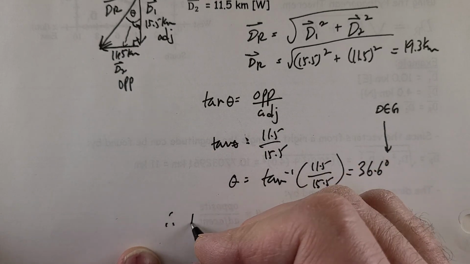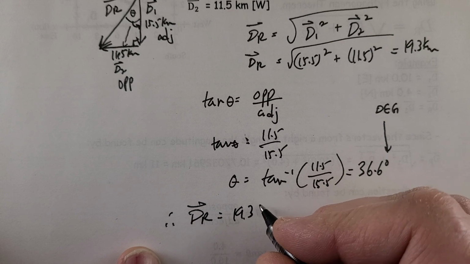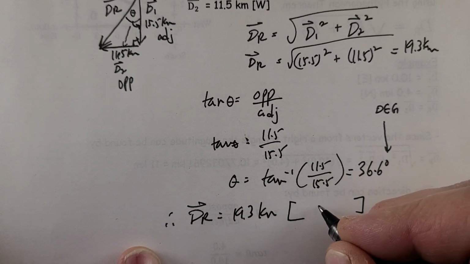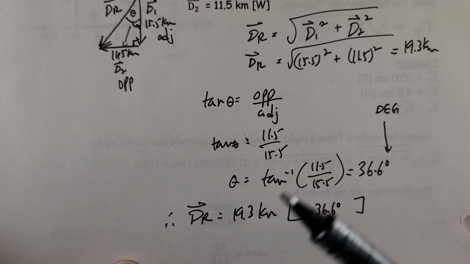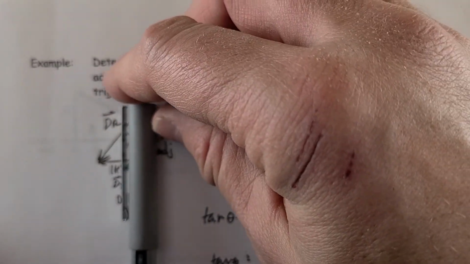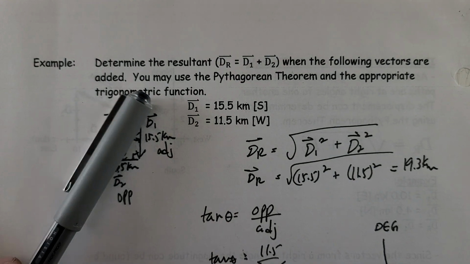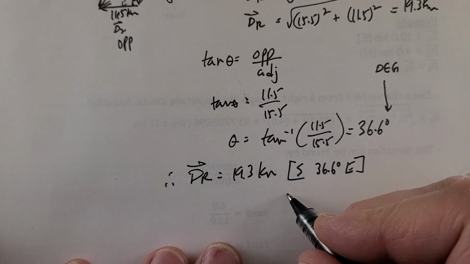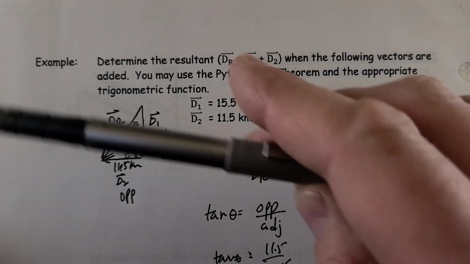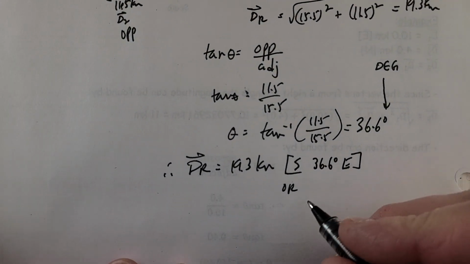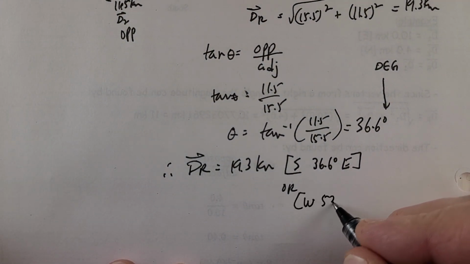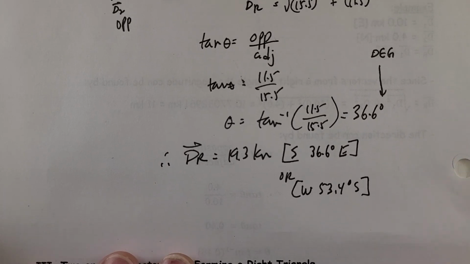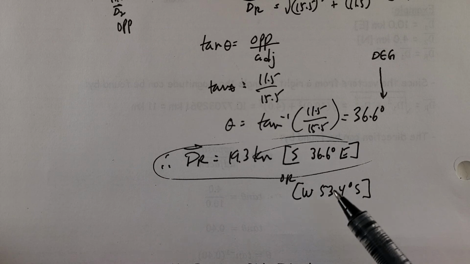So therefore, the final answer, dR, is equal to 19.3 kilometers, and of course we have that 36.6. Now to state the direction, we went from south and moved east. Now if we had drawn it the other way, if we had drawn this one first, it'd be west so many degrees south. So it would just be 90 subtract that. If I take 90 subtract that, it would have been west 53.4 degrees south. So either one, you only need to have one. You could have had either one of those, and then you'd have the right answer.